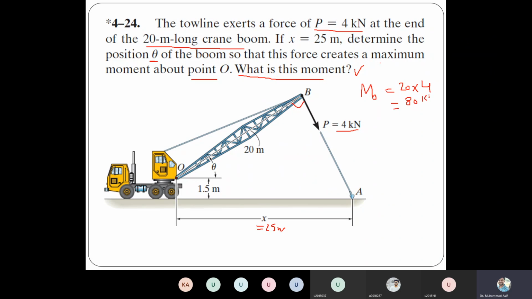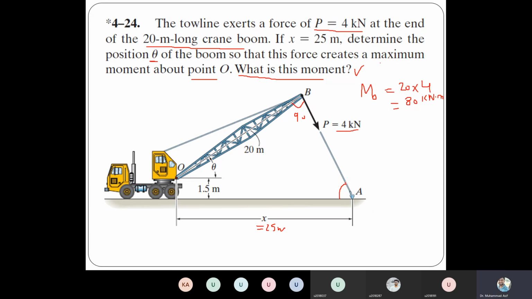So 80 kilonewton meter. That's the maximum torque. Now at this maximum torque, we need to calculate that angle. We know this angle is 90 degree, but we don't know this other angle. What is that angle? Once we know this angle, since we already know 90 degree, then we can calculate the angle theta. So how to calculate this angle?